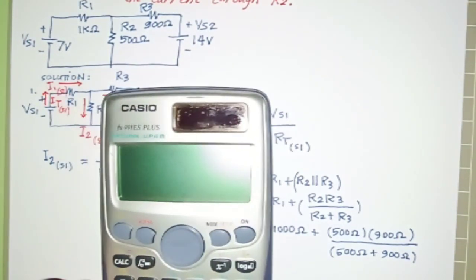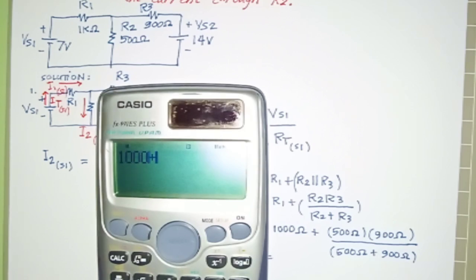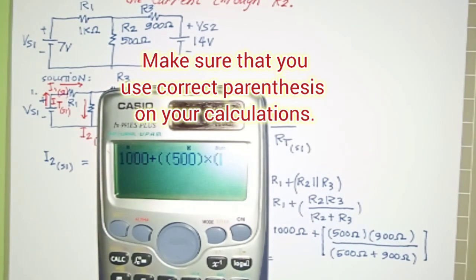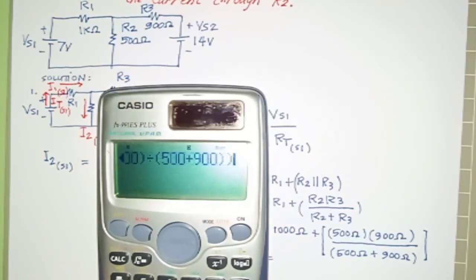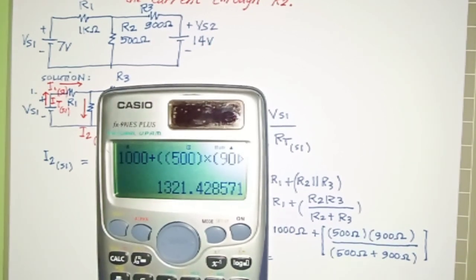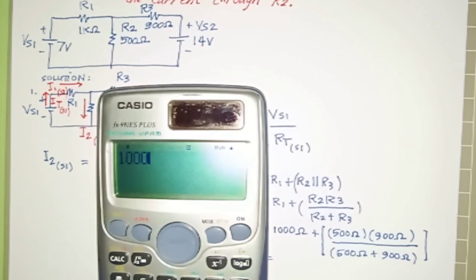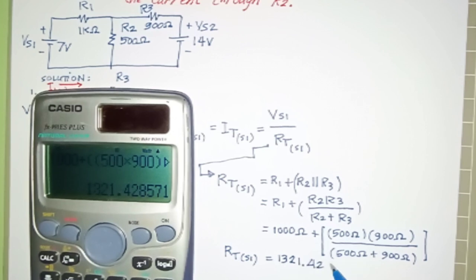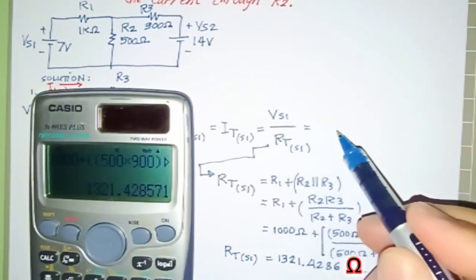Now the R total S1, now we will use the calculator, and let's calculate it. 1000 plus open parenthesis, another open parenthesis, and let's put here 500 close parenthesis. We make sure that we use the correct parenthesis in our calculations. Multiply with 900 parenthesis again, divided by open parenthesis 500 plus 900 close parenthesis, and we got 1321.42. Let's try it again to double check. 1000 plus 500 multiply with 900 divided by the sum of 500 and 900. Yes, we got 1321.428571. We can just write 6 instead of 57, and this will be ohms.